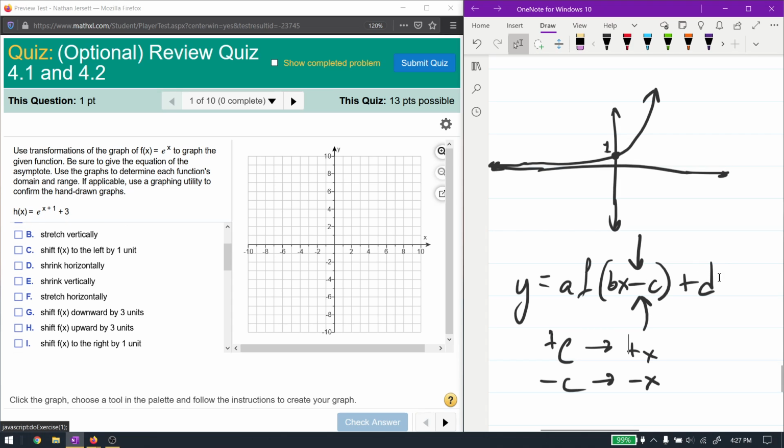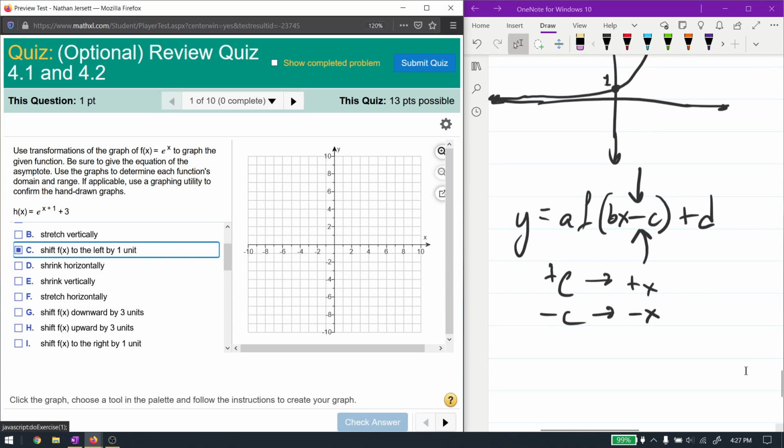But there is a c and there is a d. On the innermost part of the function, x plus 1 is on the inside. The only way for that to be true is if c is negative 1. So c must be negative 1. In other words, it's being shifted 1 unit in the negative x direction, or 1 unit to the left. We're going to shift it 1 unit to the left.